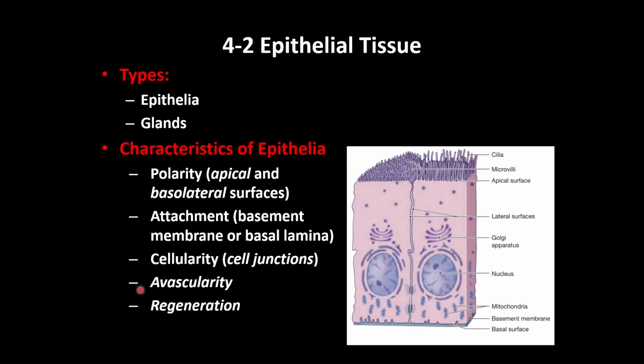Avascularity means that there are no blood vessels, so the nutrients reach epithelial tissue through diffusion. Regeneration is needed because epithelial tissue is exposed to physical, chemical, and biological trauma. They have to regenerate, and they are continuously made in the body. Once they are destroyed, newer ones are made.